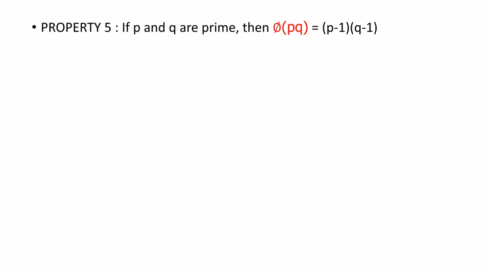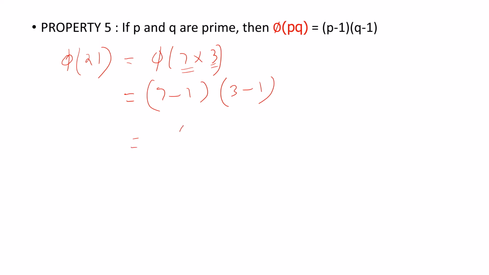If P and Q are prime, then totient of PQ is equal to P minus 1 into Q minus 1. So here also we can take one example. Phi of, or totient of 21. We know that 21 we can write as 7 into 3. So what is P here? P is 7, so 7 minus 1 into, what is Q here? 3, so 3 minus 1. So it will be 6 into 2, and it will be 12.